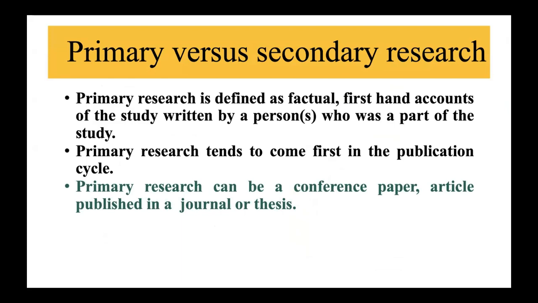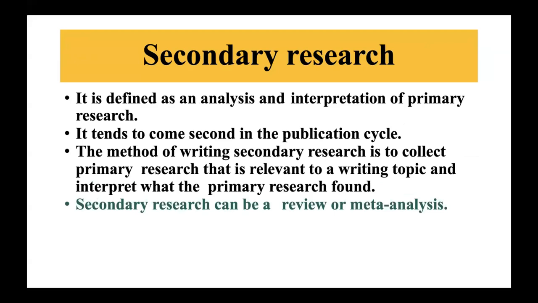Primary research is defined as factual first-hand accounts of the study written by persons who have been a part of the study. A primary research tends to come first in the publication cycle. Primary research can be a conference paper, an article published in a journal, or a thesis. While secondary research is defined as analysis or interpretation of the primary research. It tends to come second in publication.